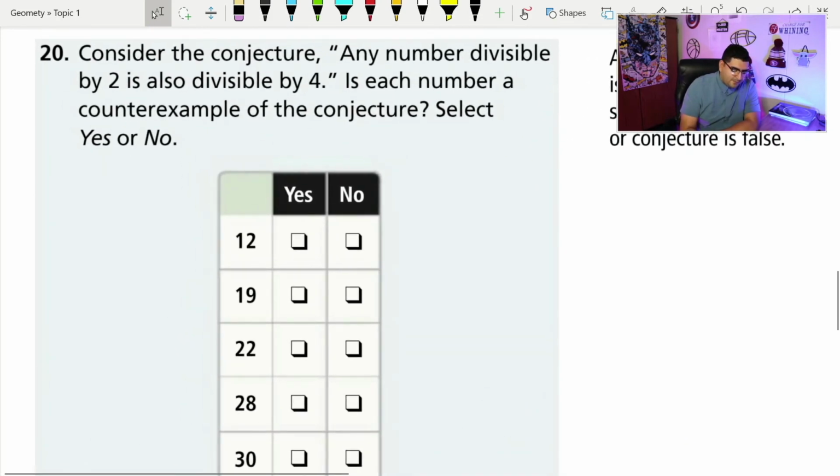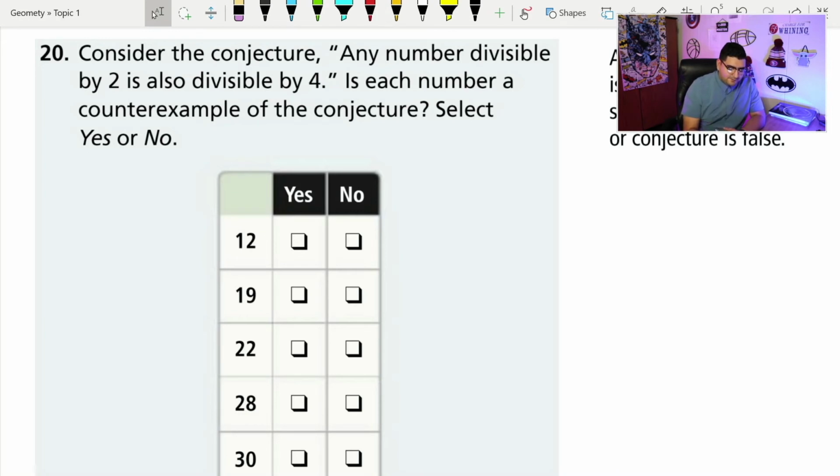So here we have this problem. It says, consider the conjecture: any number divisible by 2 is also divisible by 4. So they're saying if we take any number and we can divide it by 2, that number will also be able to be divided by 4. And here we have a list of numbers and they want us to check: are these counterexamples? Yes or no? So let's go ahead and start checking them.